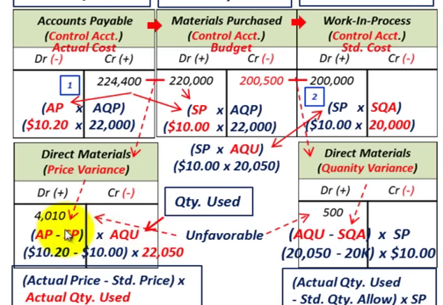And if you do your arithmetic here, your direct materials variance is going to be $4,010. It was $4,400 here based on the actual quantity purchased, but based on the actual quantity used, it's less here. Okay, so I only make that point here.